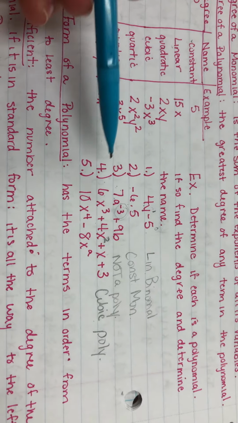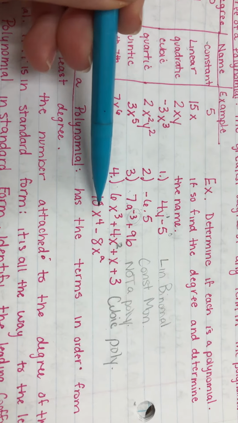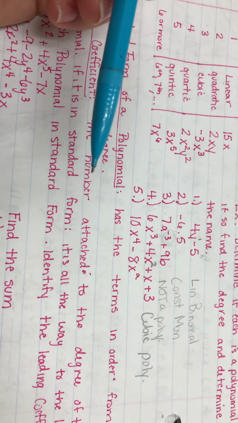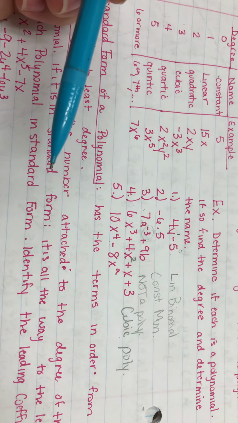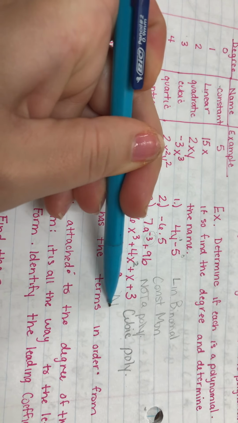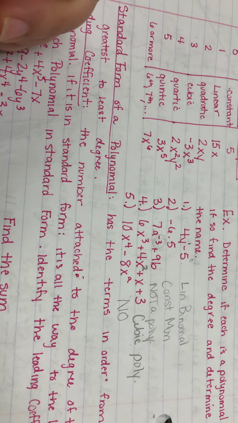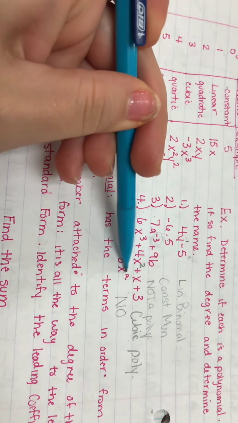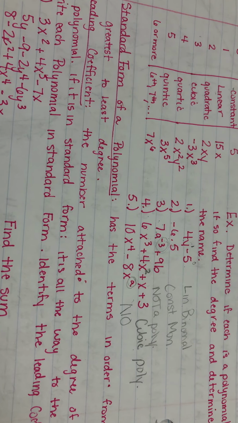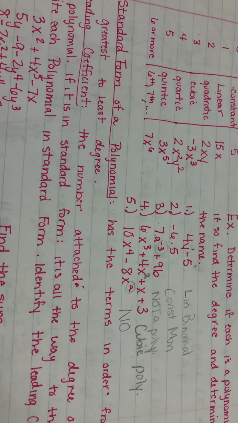Okay, now the last one. 10x to the fourth minus 8x to the a. Is it a polynomial? Why is it not a polynomial? That guy right there, right? The a tells us no, okay? So that's part of your homework.